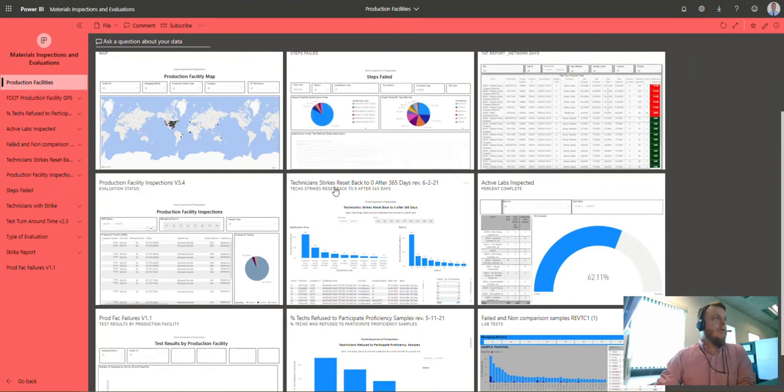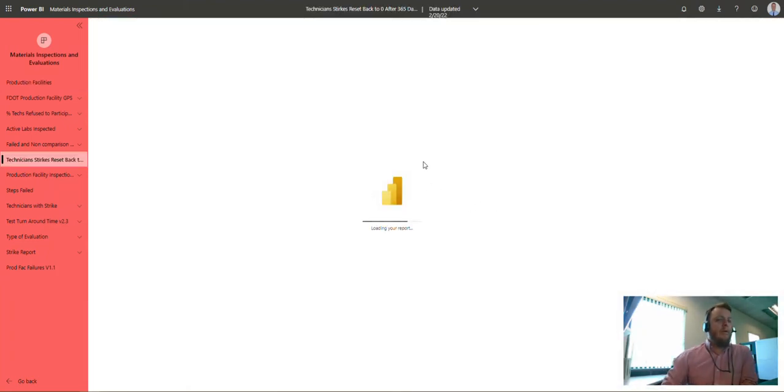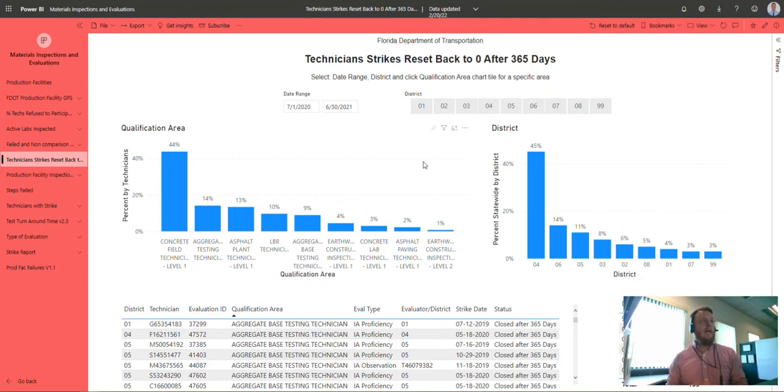Down here, technicians strikes reset back to 0. So these are strikes that were given out over a given time period, a given fiscal year, that never got cleared. So the strike fell off and they got reset to 0 after 365 days of not being evaluated. Again, you can see here the concrete field technician aggregate testing. This is a percentage of the total number that got reset to 0, not the number of strikes that were given out. So of all of the technicians that got reset to 0, 44% of those were in concrete field technician grade 1, which means they never got reevaluated after a strike was given.